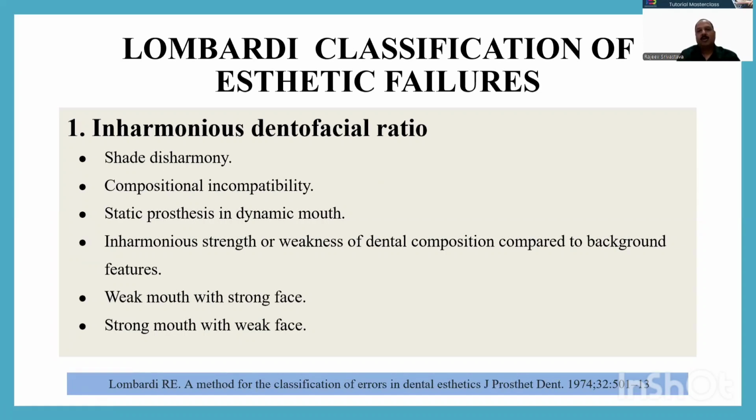Then we have Lombardi classification of aesthetic failure. It has different types. First one is the inharmonious dentofacial ratio, that is shade disharmony, compositional incompatibility, static prosthetics in a dynamic mouth, inharmonious strength or weakness of dental composition. Then weak mouth with strong face, and strong mouth with weak face.